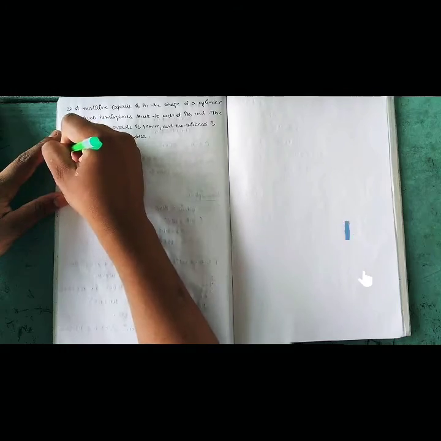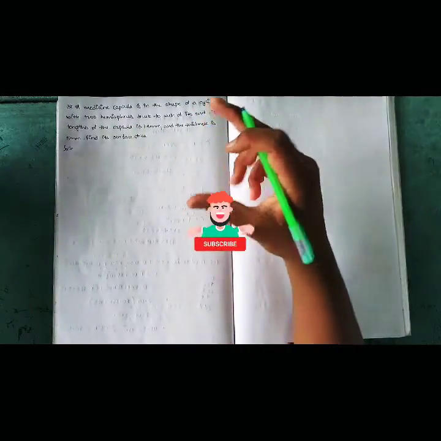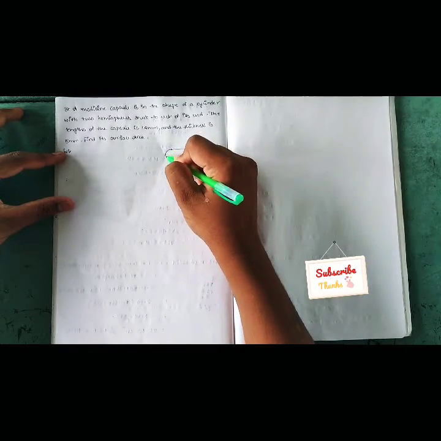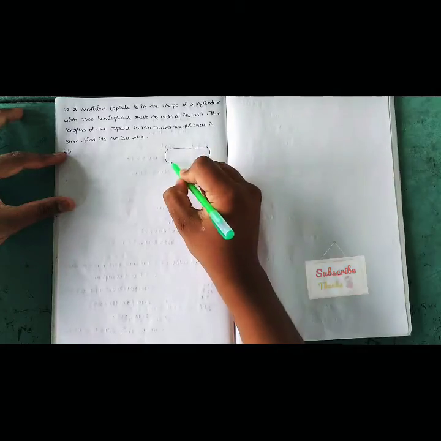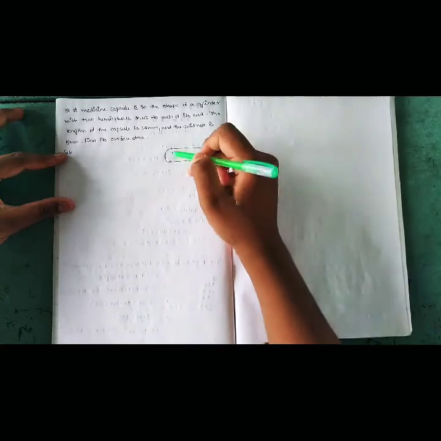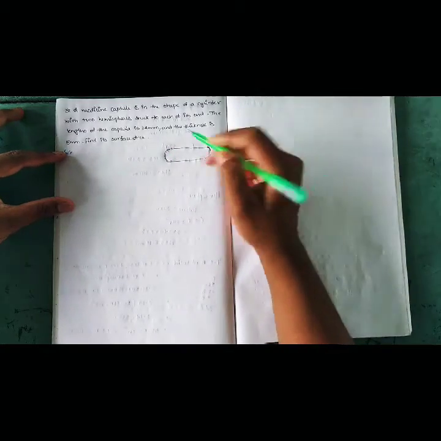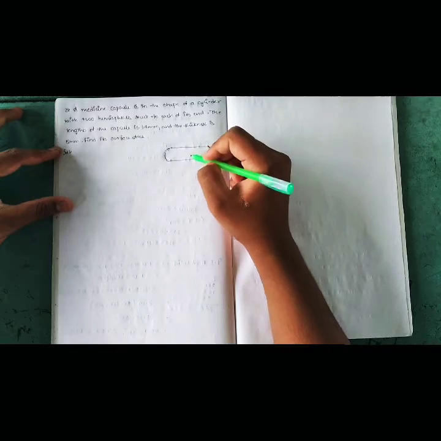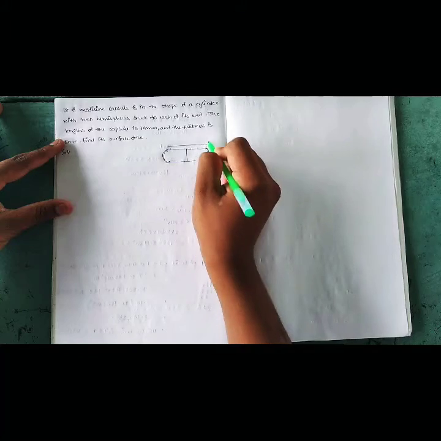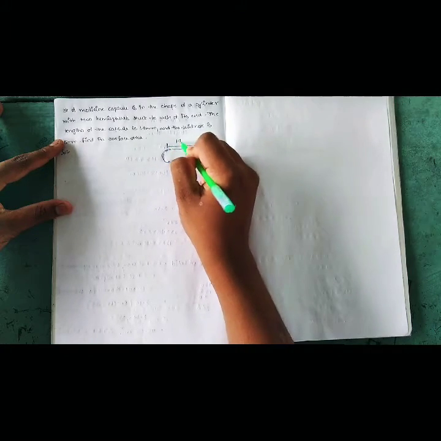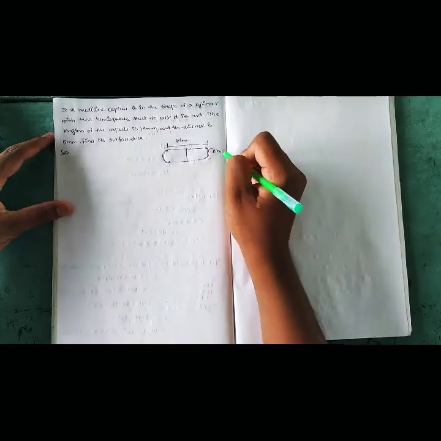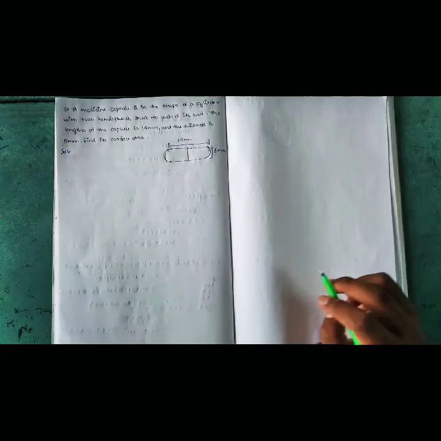Here the given question is a medicine capsule. We know a medicine capsule will be in the shape of a cylinder with two hemispheres at the ends, so hemispheres are stuck to each of its ends. The length of the capsule is 14 millimeter and the thickness is 5 millimeter. So find its surface area.